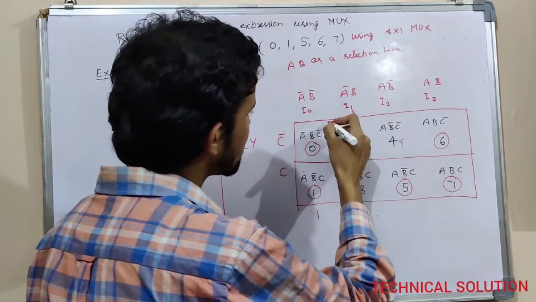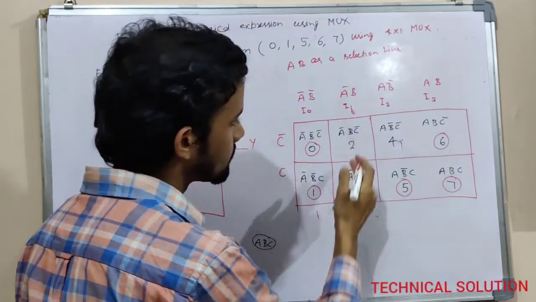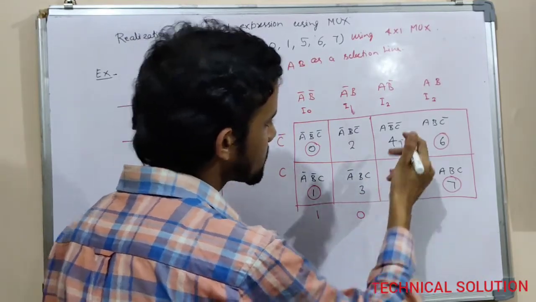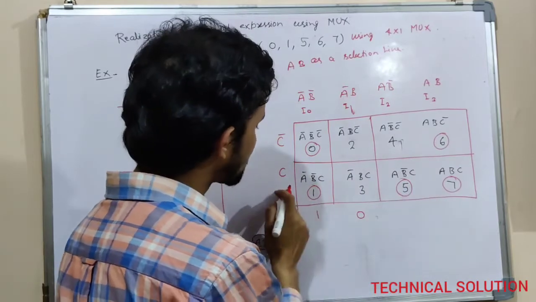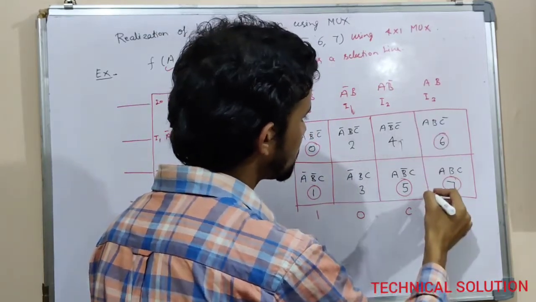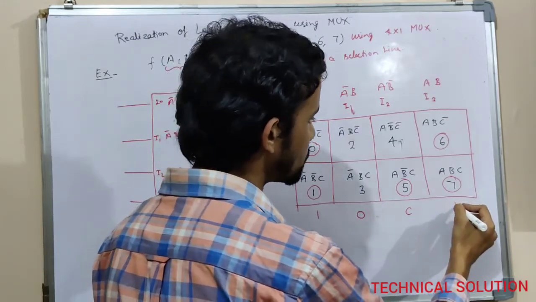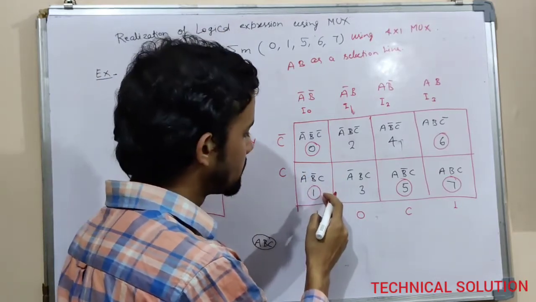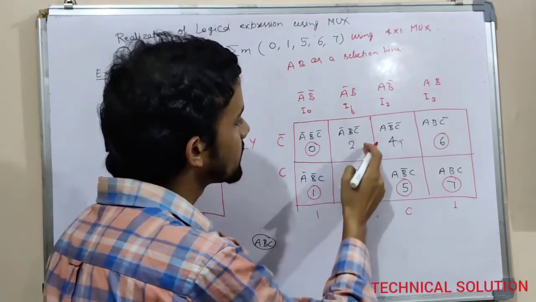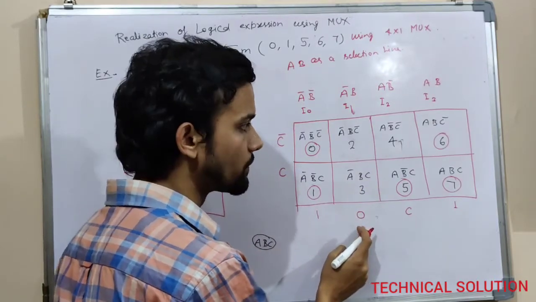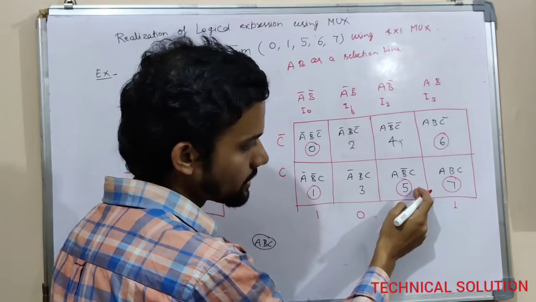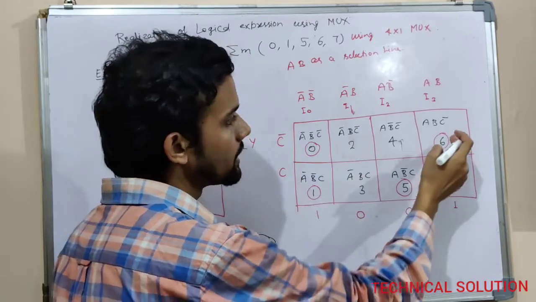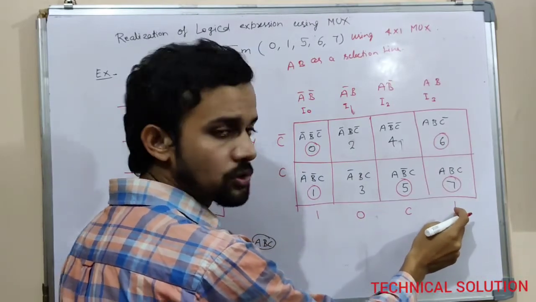Okay, in this column nothing is circled, so this corresponds to 0. In this column this 5 is circled, so this corresponds to C. In this column 6 and 7 both are circled, so this corresponds to 1. What I do here is, whenever both are circled, that input corresponds to 1. Whenever nothing is circled, that input corresponds to 0. When only this is circled, this corresponds to C. If only this is circled, then this corresponds to C bar. Here both are circled, then this corresponds to 1.